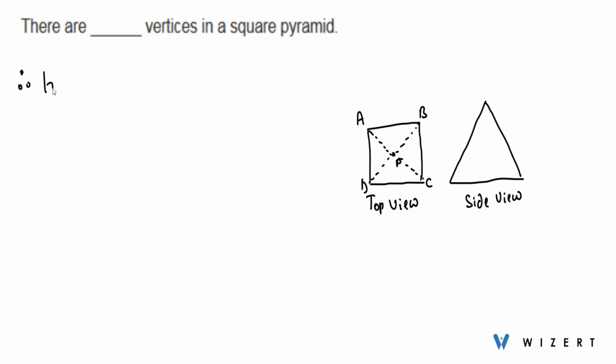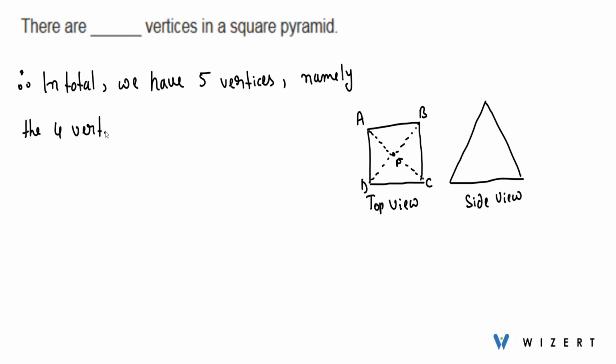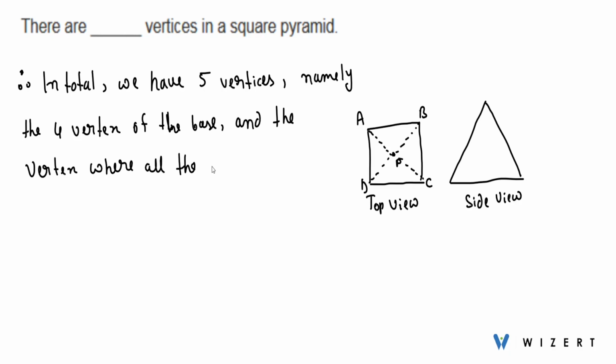So therefore in total we have 5 vertices, namely the 4 vertices of the base, and the vertex where all the slant edges intersect each other. Therefore 5 will be our required final answer.